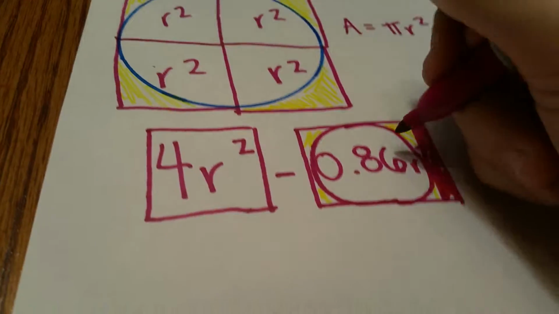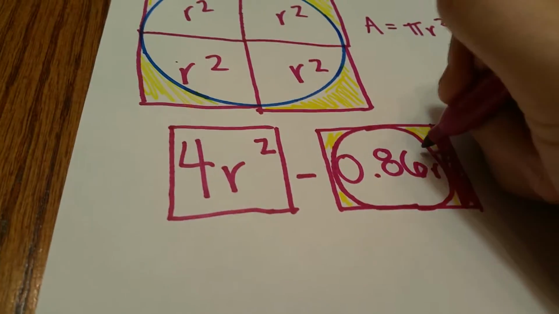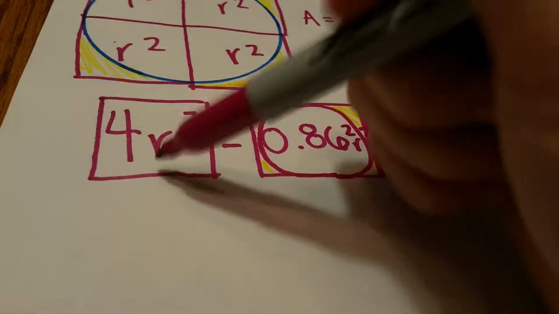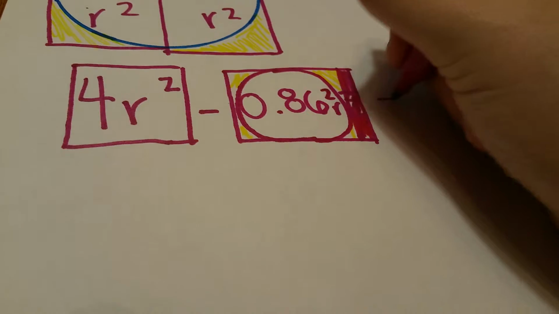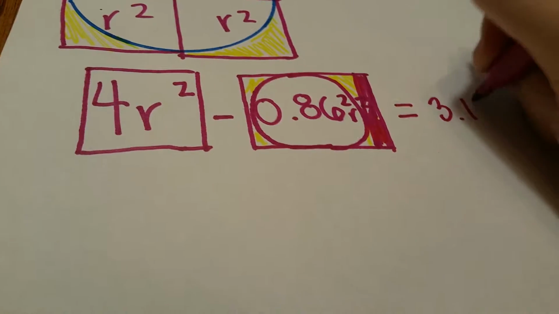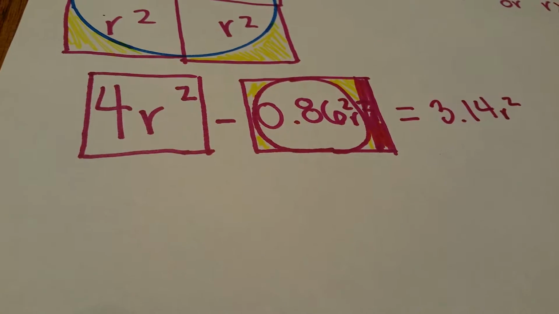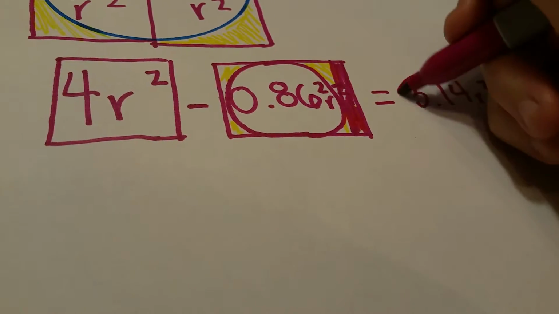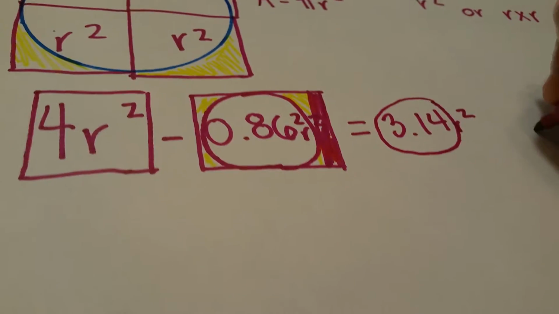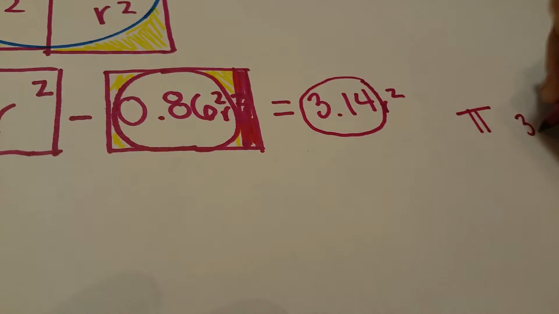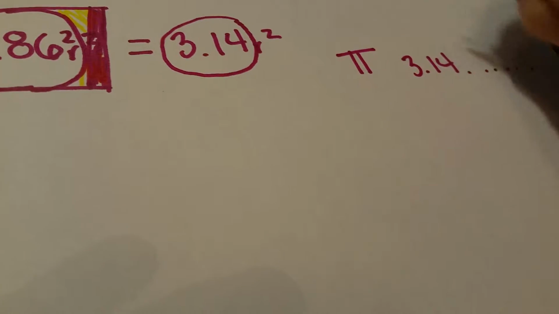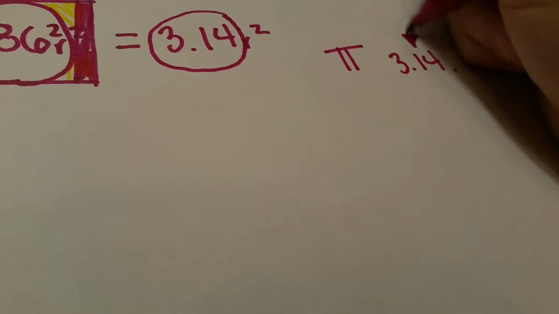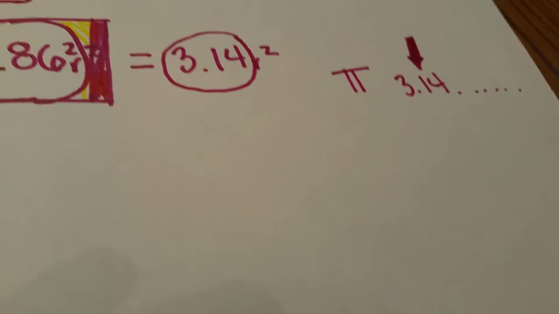So, it's actually 0.86 r squared, which we lost the squared. So, I need to subtract the 4r squared minus 0.86 r squared, which that actually is going to give me 3.14 r squared, which 3.14 is pi, which that is a long number, 3.14, that goes on and on and on and on. But for r's, we're just going to use this 3.14 right here. Okay? So when we're doing this, we're only going to be using the 3.14.